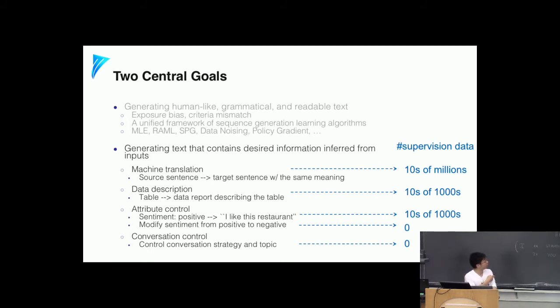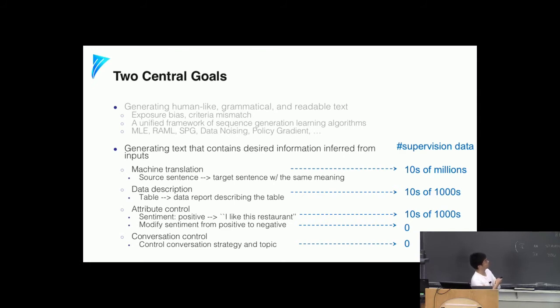And then for data description, we may have smaller supervised data, but the data is still very large, and we can still use sequence to sequence or end-to-end learning. But let's say for sentiment control, in this setting we may still have a large amount of label data.